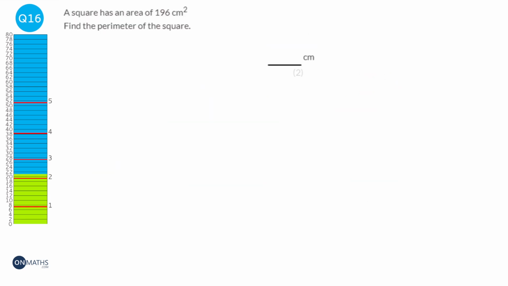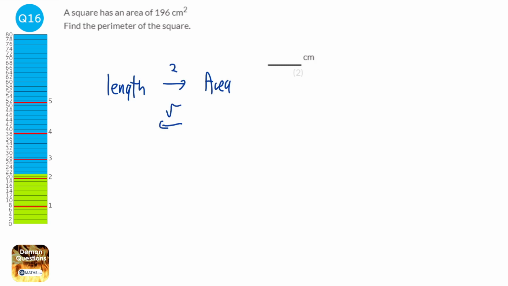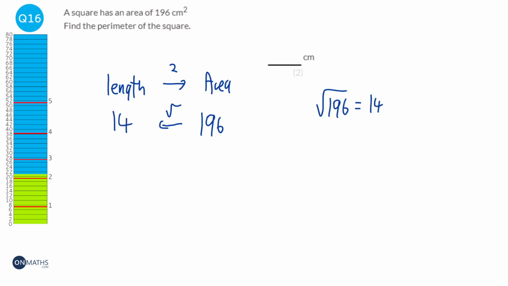290.4. To get from the length of a square to the area, we square the length. To work backwards, what we do is we square root, because the inverse of square is square root. So we've got 196, and we're going to square root it to find the length. So we work out the square root of 196, which is what number times itself is 196. And you should learn them from 1 to 15, so you should know all of the square numbers from 1 to 15. So you should know that the answer is 14. So the length therefore is 14.